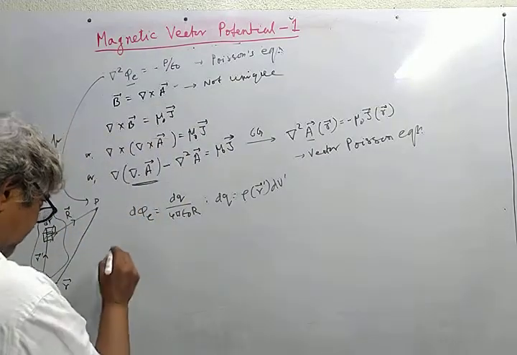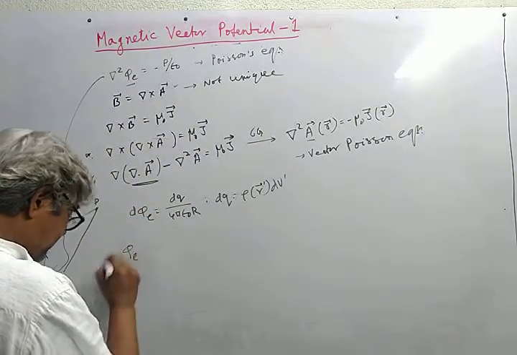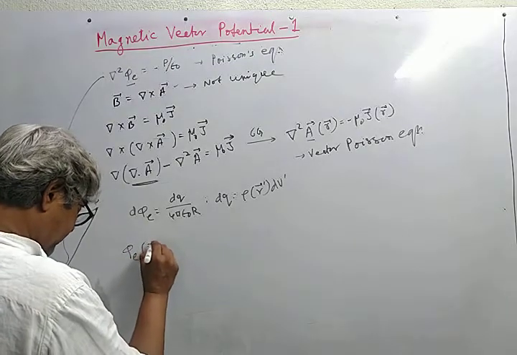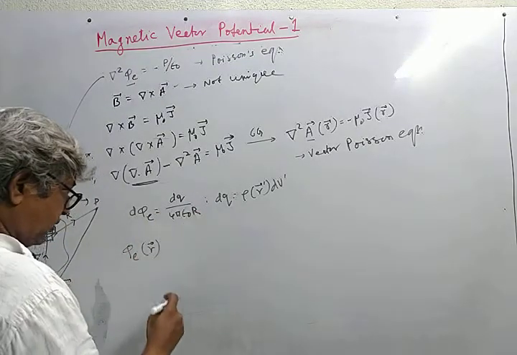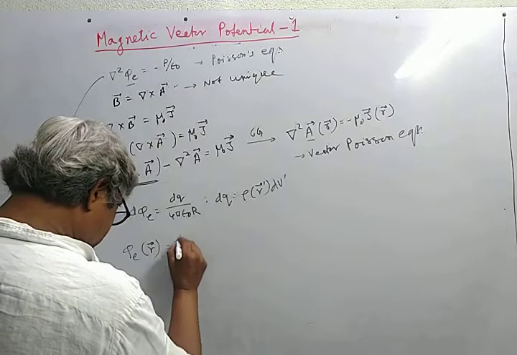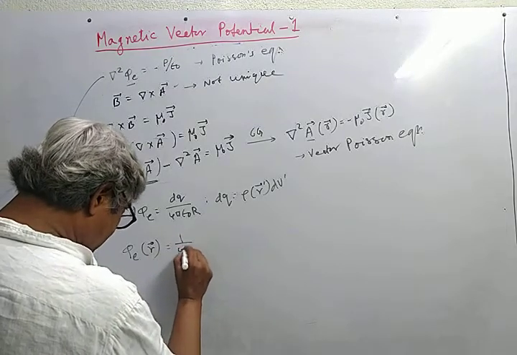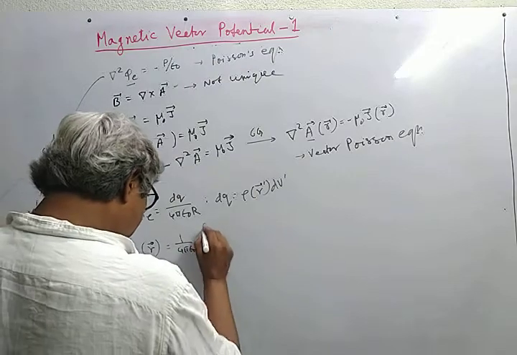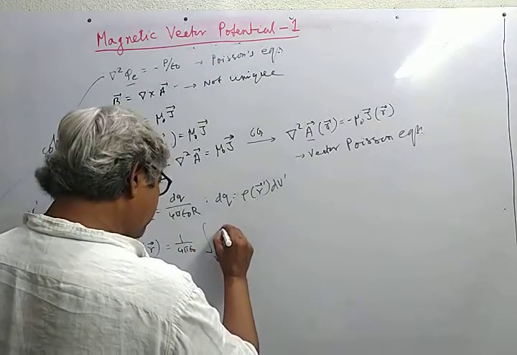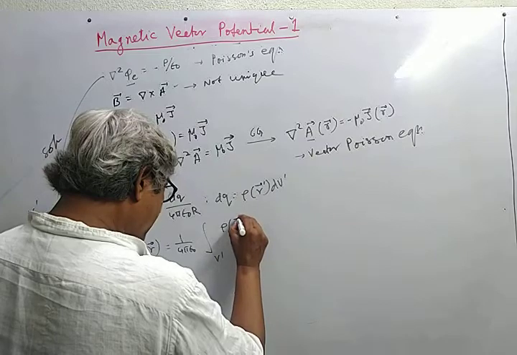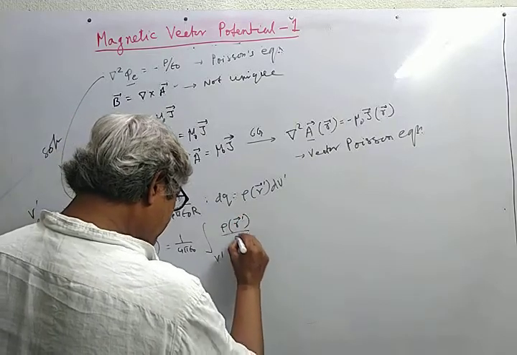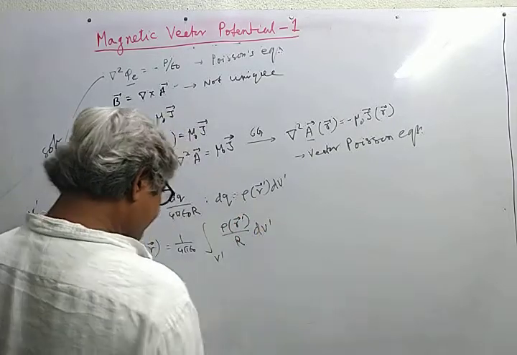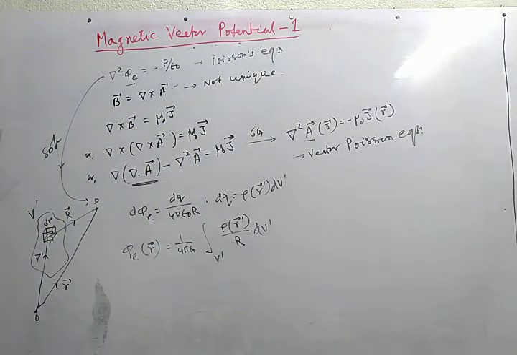So the total potential at P is obtained by integrating with respect to the volume. The SI factor is taken out, so we have integration over V prime. This is the solution.